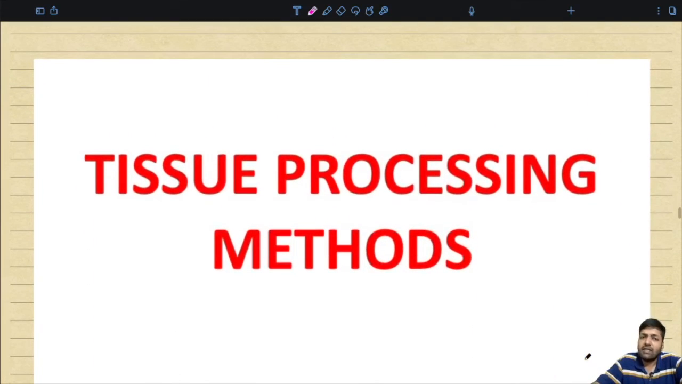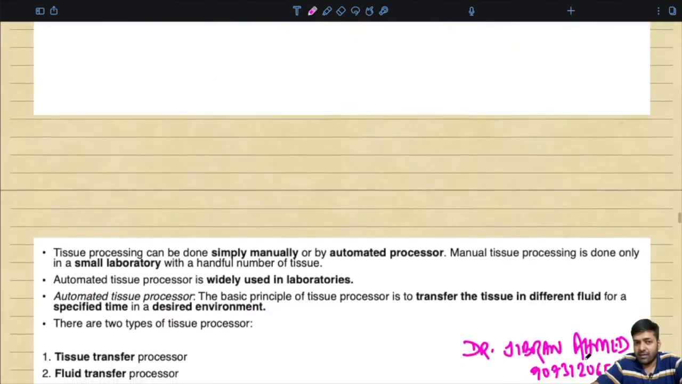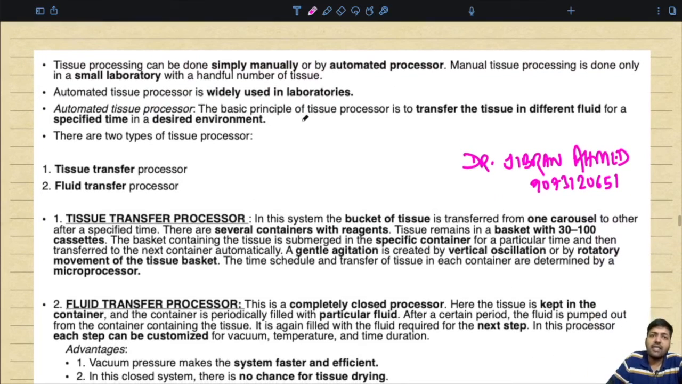Now we are going to understand the tissue processing methods. Tissue processing can be done either manually or with the use of an automated processor. In most of the government hospitals we have both manual as well as automated processing, but in most of the private labs now we have the automated processor. Manual tissue processing is done only in very small laboratories with a handful of tissues. Automated tissue processors are widely used in laboratories.